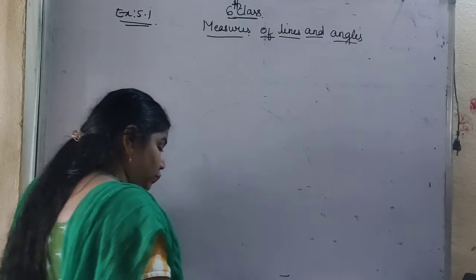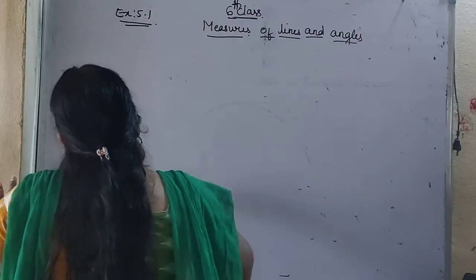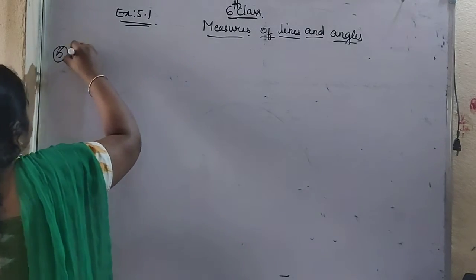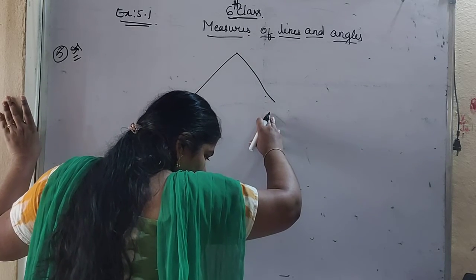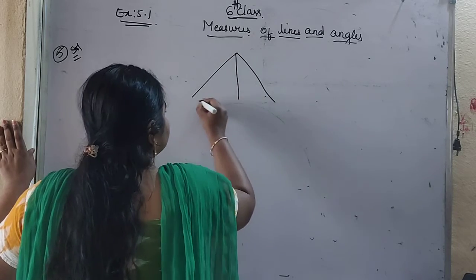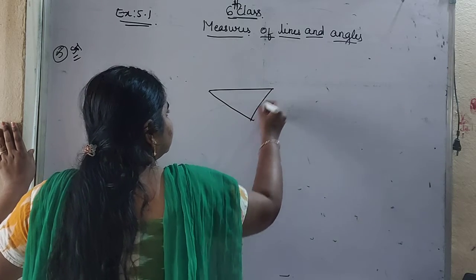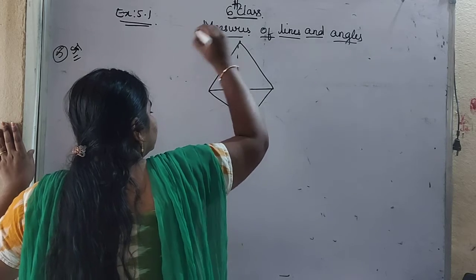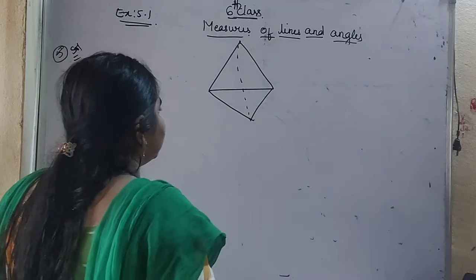So I am showing for this pyramid, not for Almara. Almara and this box you try by yourself. So the fifth solution I am showing for this. Okay, so the pyramid is like this. So we have to show the line segments for this.